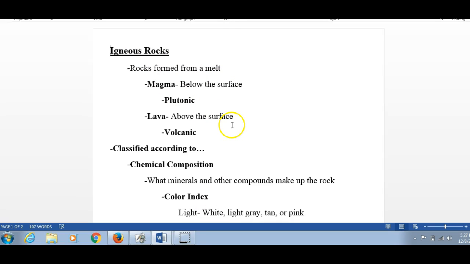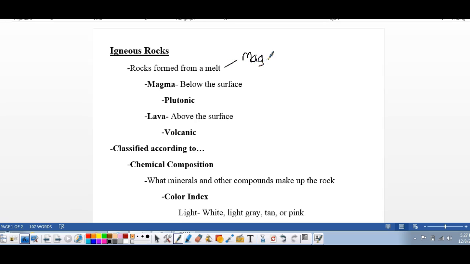So these are formed from really two basic substances: you've got magma and you have lava. Depending on where they form, where the magma ends up, magma is underneath the earth, and lava is on the surface right here. And you see that right here, magma below the surface.